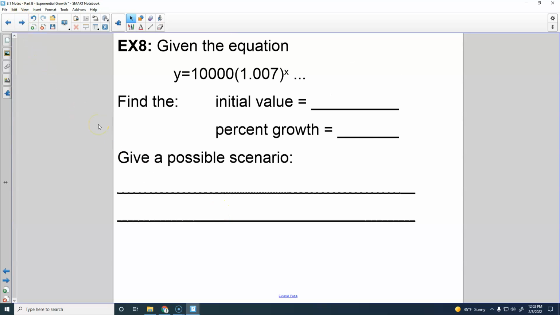Okay, and our last one for this one, Hank, what is our initial value? Good. And Ayla, what is our percent growth on that one? No. Not 700. Nope. Alright, it's 0.7. So same thing every time. Subtract the 1. That gives you 0.007. And then move that decimal 2 places. So you get 0.7%.